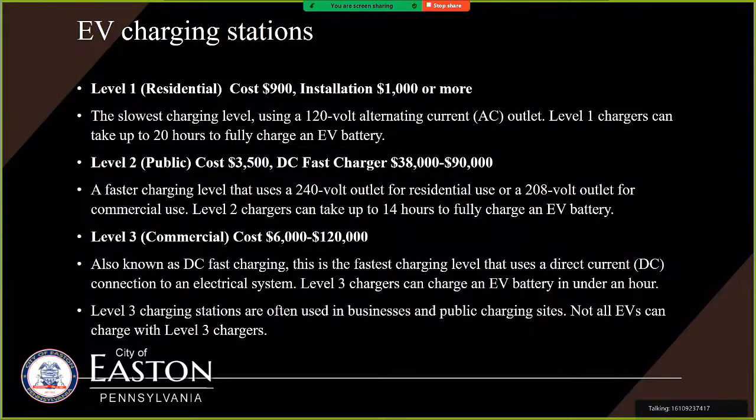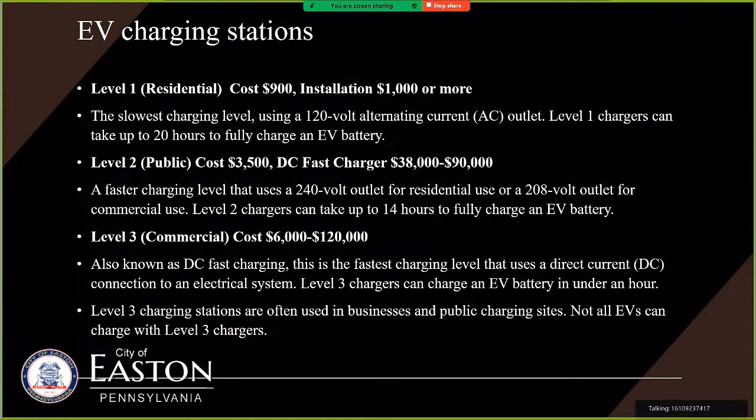So your charging stations, level 1 is usually residential, around $900 in cost. Installation could be $1,000 or more. That's typically for your homeowners. Level 2 is public, the cost for the charger itself is about $3,500. For the fast chargers, $38,000 to $90,000, depending upon which one you get.